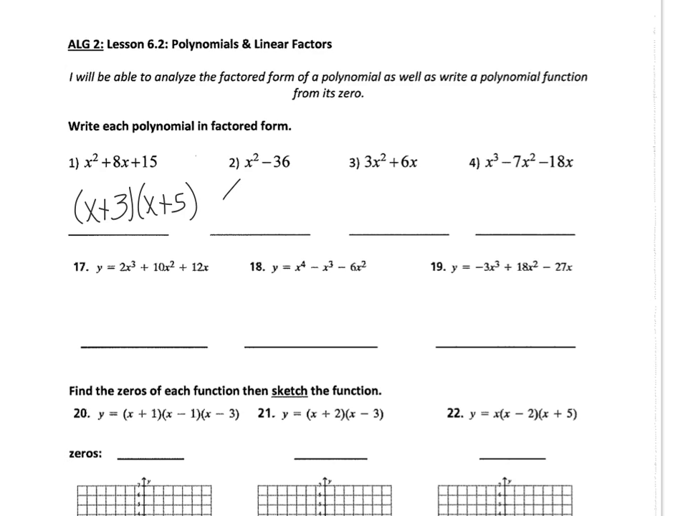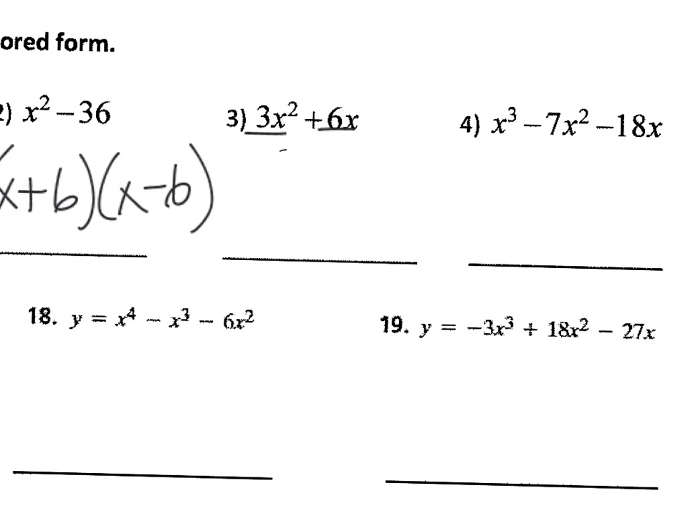This one factors into x plus 6, x minus 6. This is difference of squares. This one you should factor out a greatest common factor first. So it's going to be 3x. You can take a 3x out and then you're left with x plus 2, and I can't factor that any further.